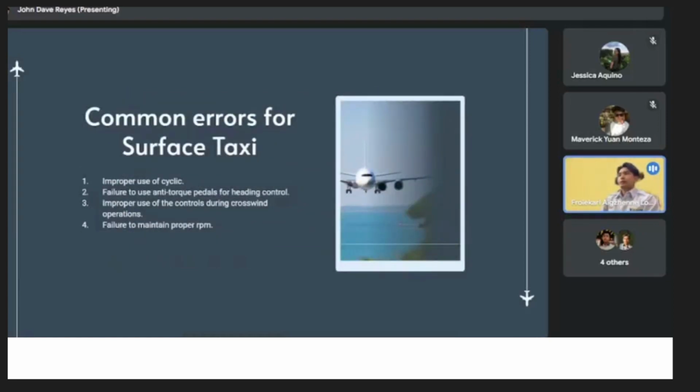So for the common errors, one is improper use of cyclic. Second is failure to use anti-torque pedals for heading control. Third is improper use of the controls during crosswind operations. And last is failure to maintain proper RPM.